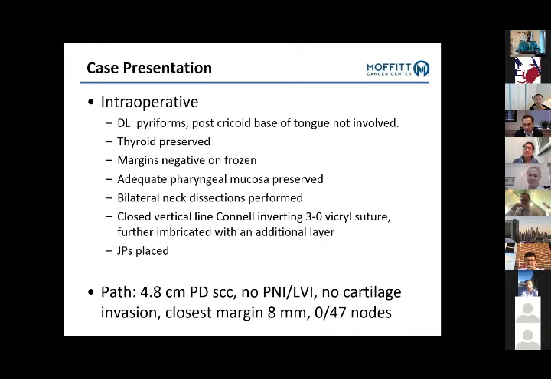Yeah, so sure. Caitlin, I agree with you. My anticipation going into this case, with this tumor being completely endolaryngeal in somebody who is non-radiated, is that you would be able to preserve the piriform sinus mucosa and have no problem closing. So it's not really based on a measurement.